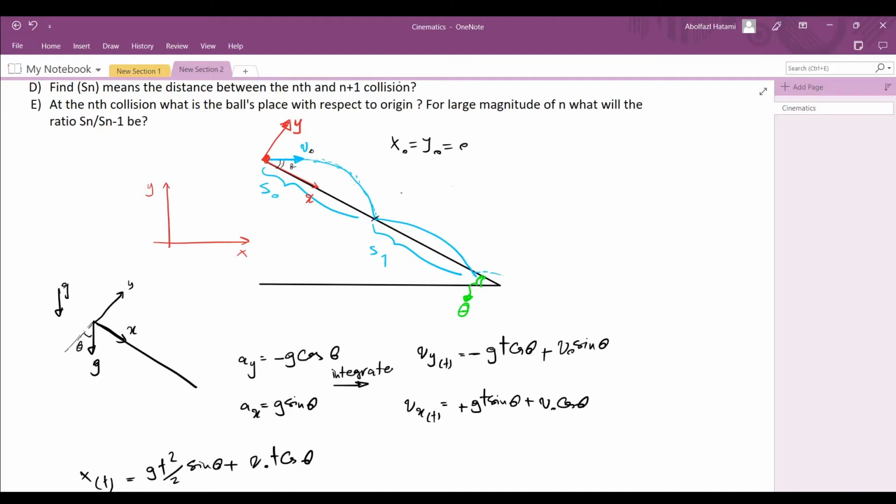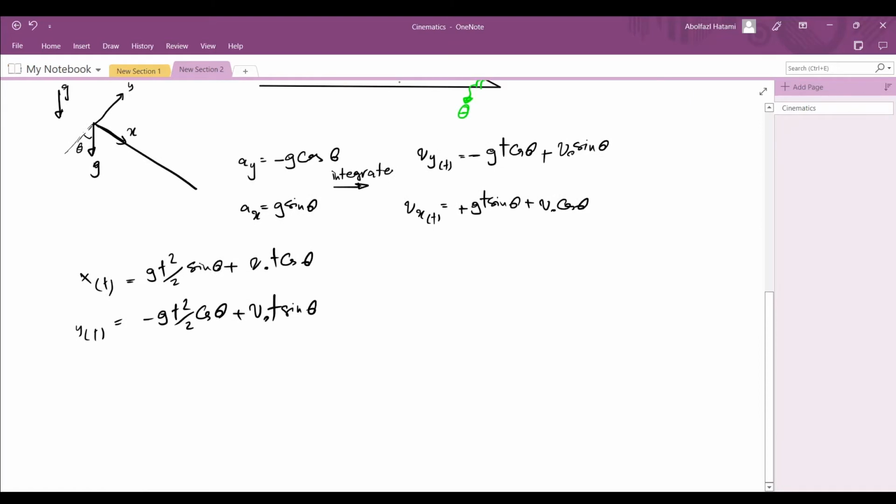So we should obtain the time, which I call capital T, at which y of t is again 0. t can be 0, but we want the time that is not 0. So y of capital T is 0, and x of that T is going to be S0. We should find T in this equation, and substitute it in this equation to obtain S0.